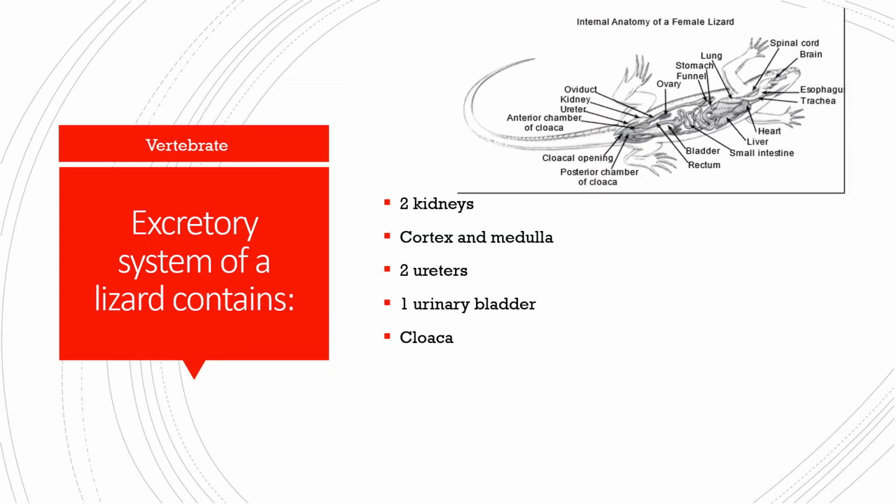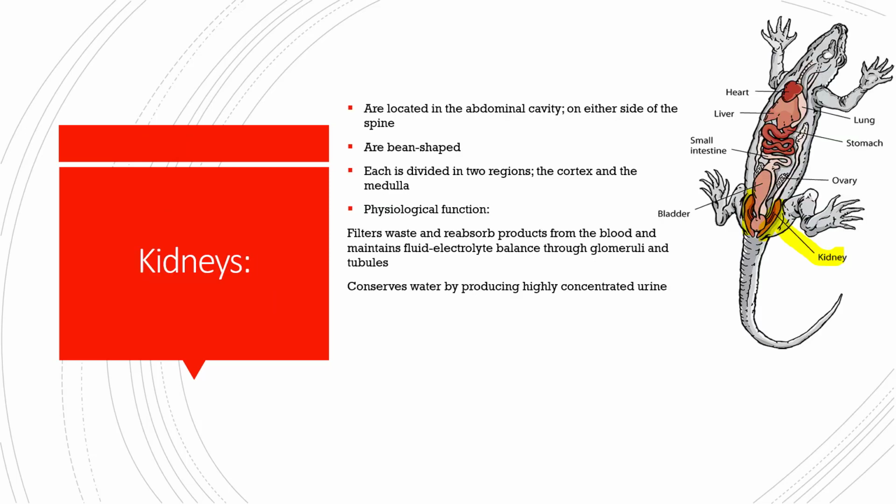So the excretory system of lizards is responsible for eliminating metabolic waste and excess water from the body. It consists of a pair of kidneys, ureters, urinary bladder, and cloaca. The kidneys are divided into regions, the cortex and the medulla. So let's go to the next slide.